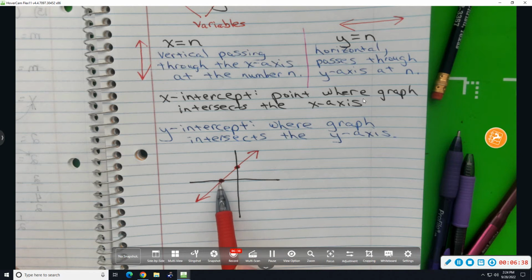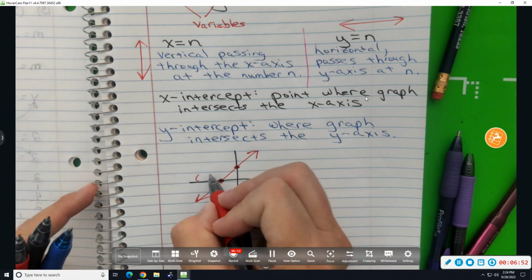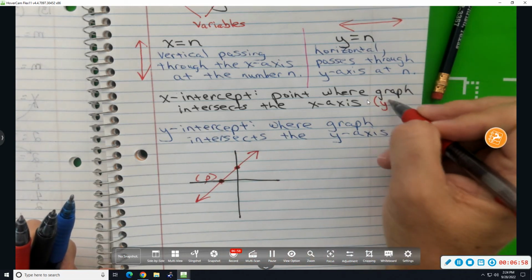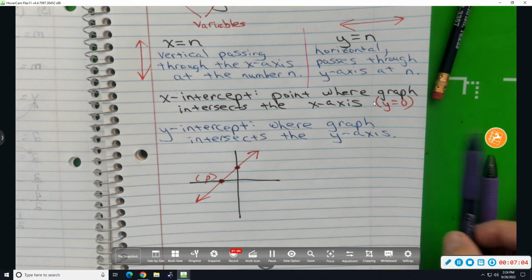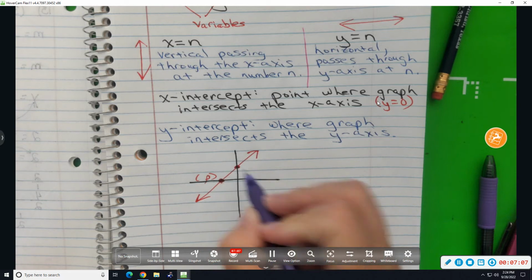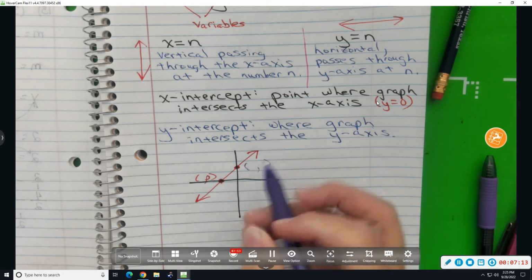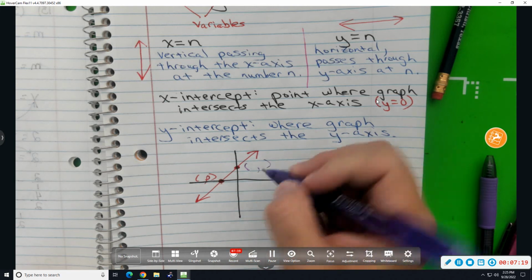For the x-intercept, where the graph is passing through the x-axis, what is the y-coordinate at this point? If a point is on the x-axis, we know something about the y-coordinate. What is it? That's correct. It has to be 0. So for the x-intercept, make a note, the y value is equal to 0. Applying that same logic to the y-intercept, we don't want to move left, right. What do we know has to be true about this x value? It has to be 0.